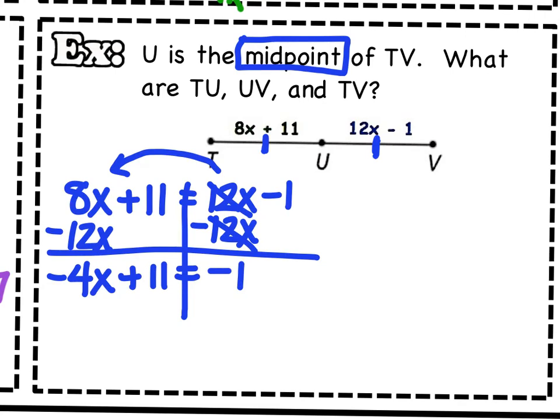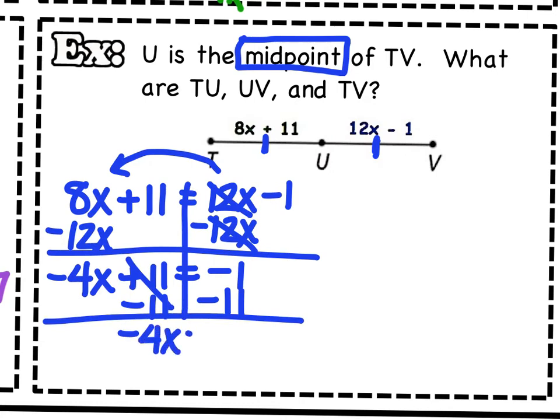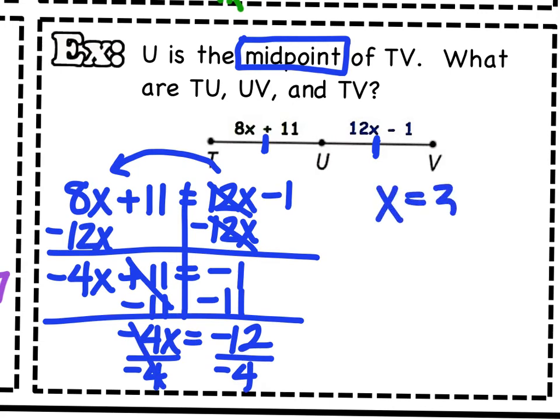Now, once I have all those variables over to the left-hand side, I'm left with just a basic two-step equation. So once I have the variables to the left, I want to get all those numbers over to the right. So I'm going to go ahead and subtract that 11. So negative 4x is equal to negative 12. Divide both sides by negative 4. And I end up with x equaling 3.